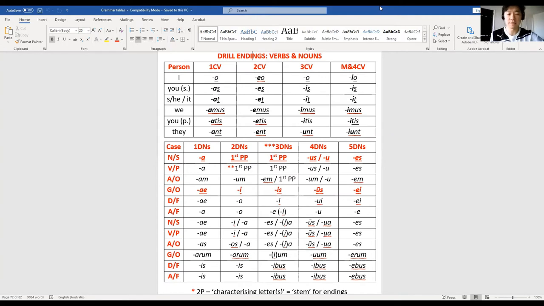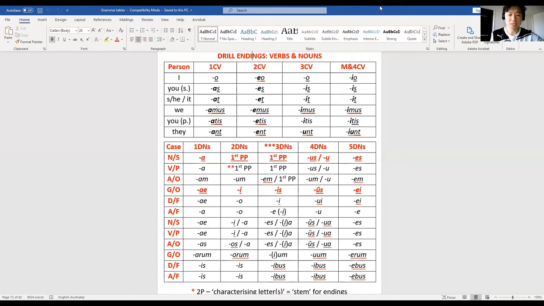Third, masculine, feminine noun: em, is, i, e, es, um, ibus, es, ibus. Neuter: one p p. Is, i, e, a.